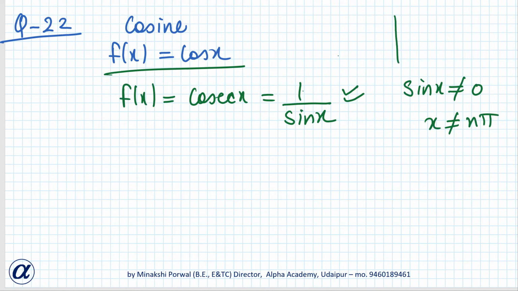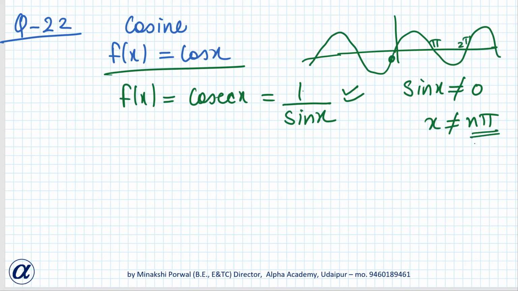Basically sin की value 0 कब होती है? 0 is this. This is 0, pi, 2 pi. So at multiples of pi it is 0. So x should not be equal to n pi. Only this is the condition. Rest, it will be continuous everywhere.